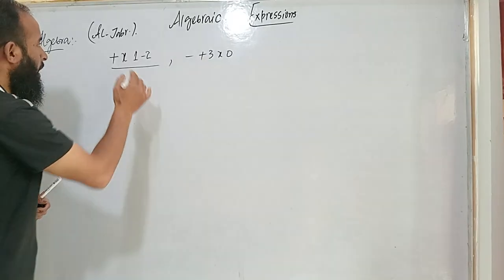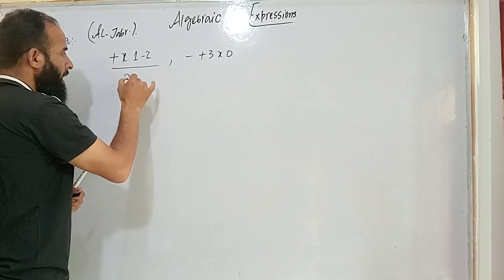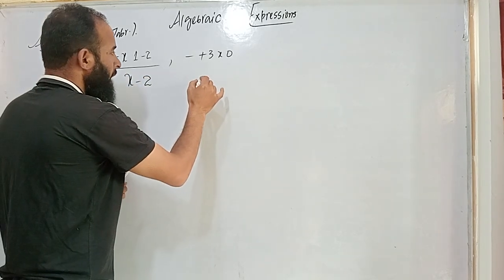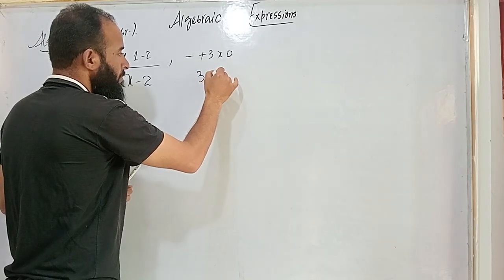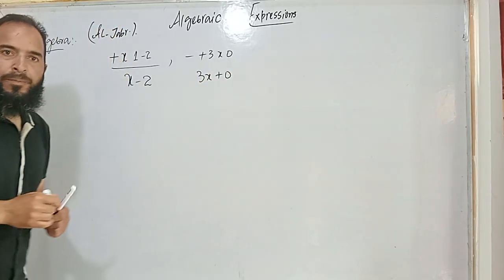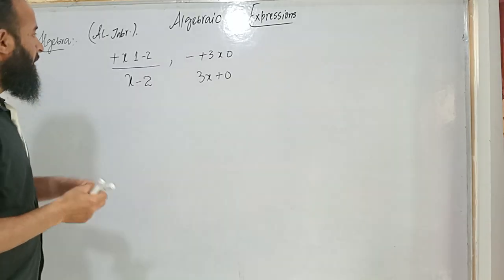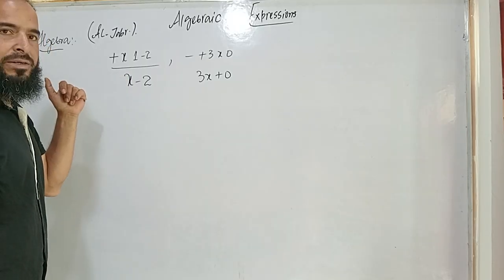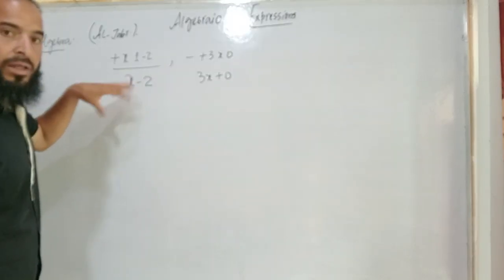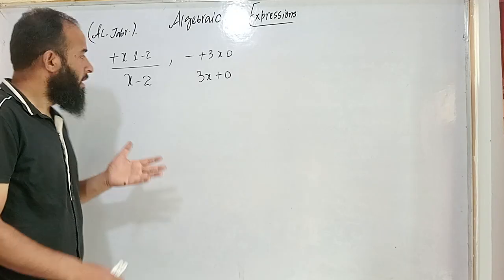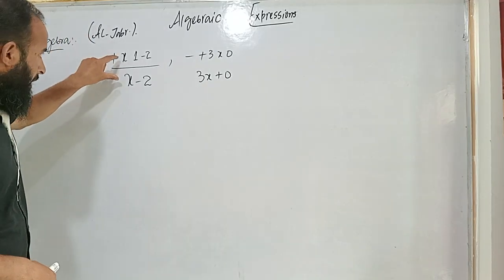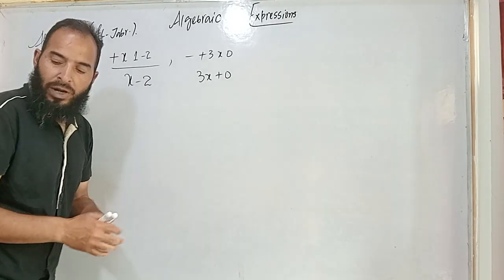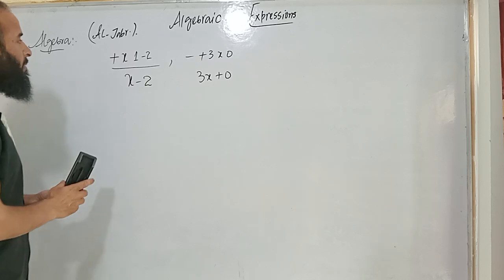Or if I now write x minus 2, or I write 3x plus 0, you can see these are the same letters, but written in a definite manner, in such a manner that it forms a sense. So what do we mean by an algebraic expression?